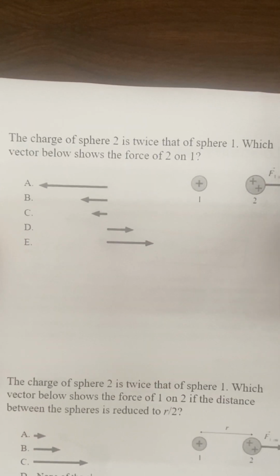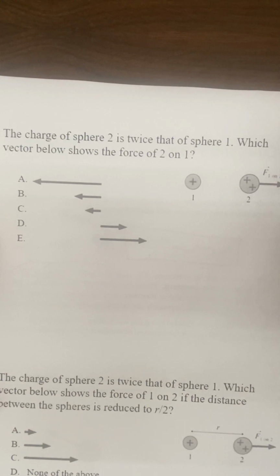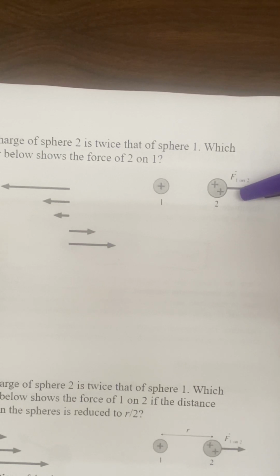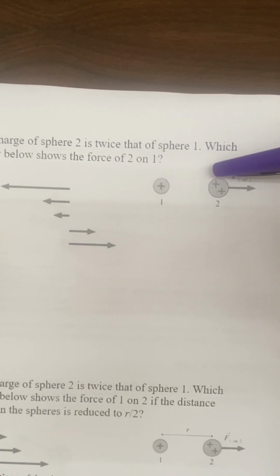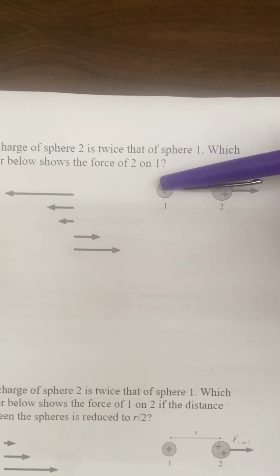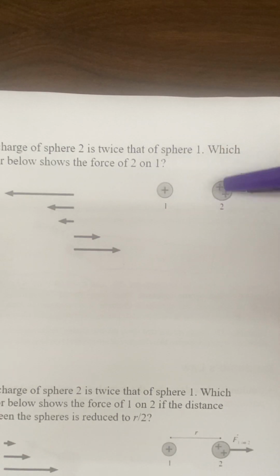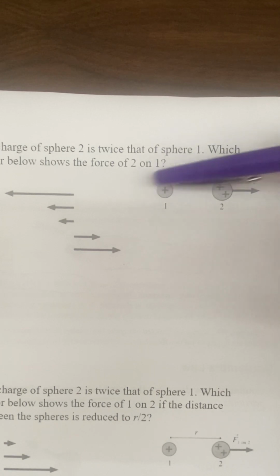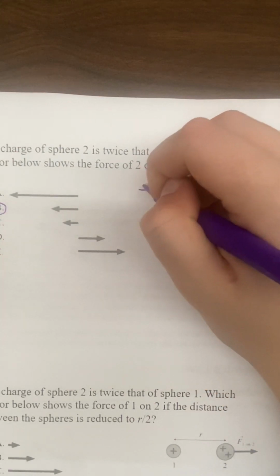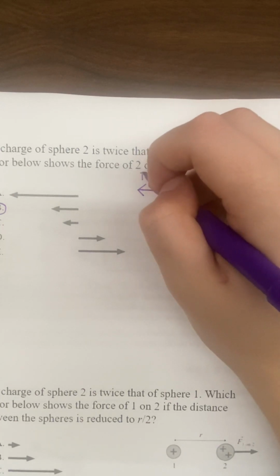Okay, looking at the first example here, it says the charge of sphere 2 is twice that of sphere 1. Which vector shows the force of 2 on 1? So this vector here shows the repulsion from this particle on this particle. And it asks us what vector would go with number 1. Now you might guess that the vector for 1 would be A, that it would be longer because 2 has more of a charge, and so there'd be more of a repulsion. The correct answer is actually B, because the force of 2 on 1 and the force of 1 on 2, those are third law pairs.